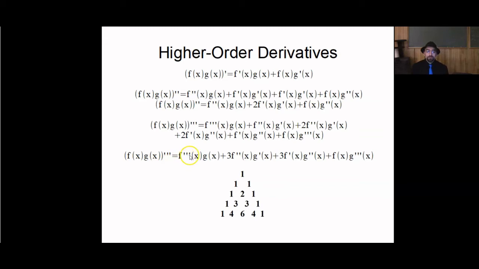So it's 1 f triple prime g plus 3 f double prime g prime plus 3 f single prime g double prime plus 1 f g triple prime. And I can do that for however many rows I need. And I'd like to show two examples of where this comes up.